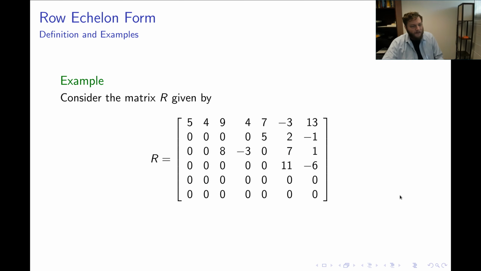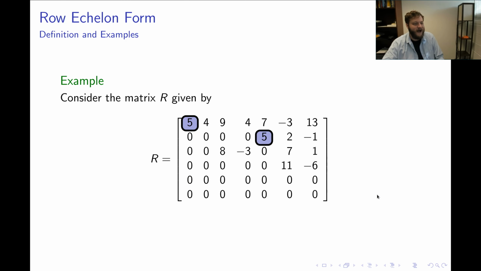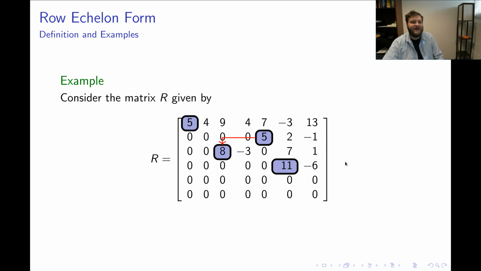Here's another example. I have rows of zeros at the bottom. I have pivot values. Those values are 5, 5, 8, and 11. You'll notice that the entries below each pivot are all equal to 0. But you'll notice that the direction of travel from the second to third pivot is to the left and down. So this matrix is not in row echelon form.